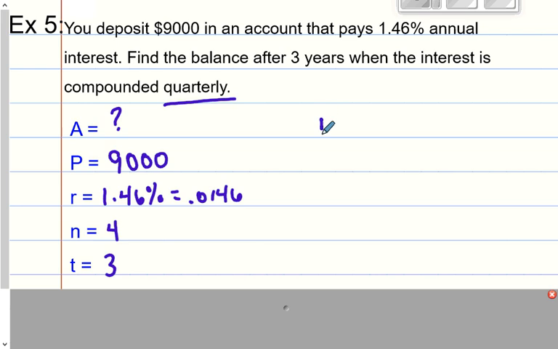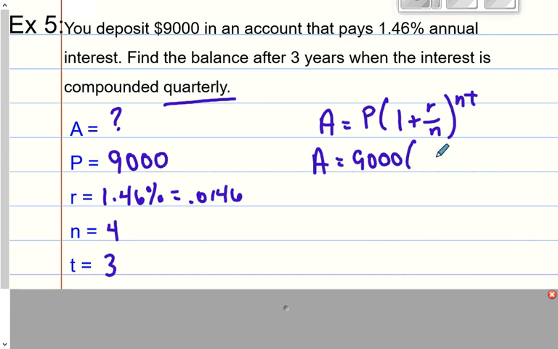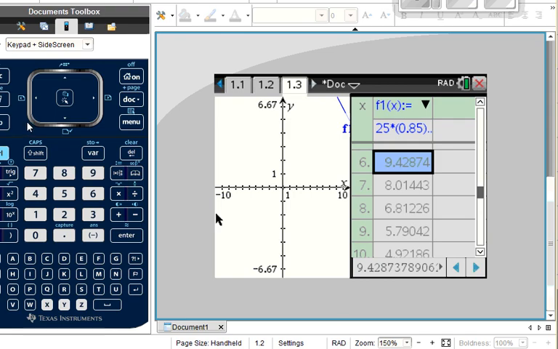Now, plug that into the formula that you just had. A equals P times 1 plus R over N to the NT, and plug everything in. So P is principal, 9,000, times 1 plus 0.0146 over 4 to the 4 times 3. You don't have to work any of that out on your paper. You're just putting that in your calculator. So let's do that real quick.